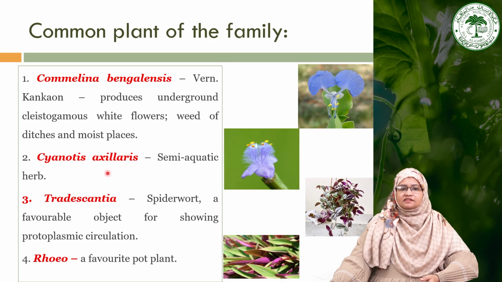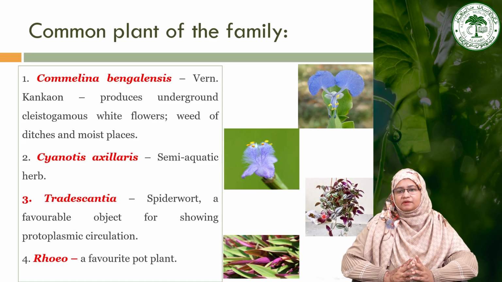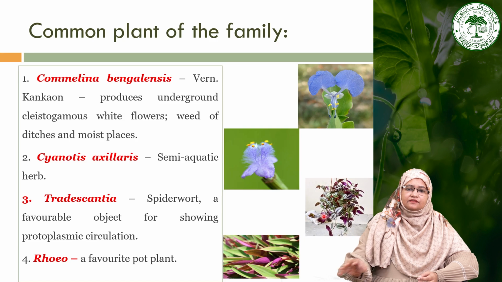Then the next plant is Cyanotis axillaris. This is a semi-aquatic herb. As you can see, this is a flower of this particular plant. Then Tradescantia, a spiderwort, is a favorable object for showing protoplasmic circulation. This plant is also used as an ornamental hanging basket plant. It is a very beautiful basket plant.